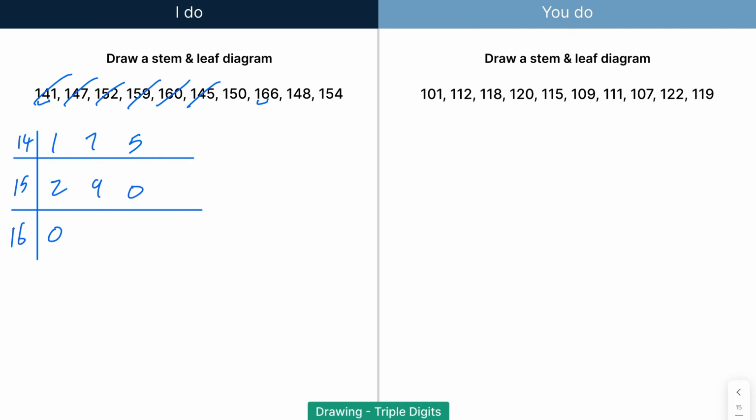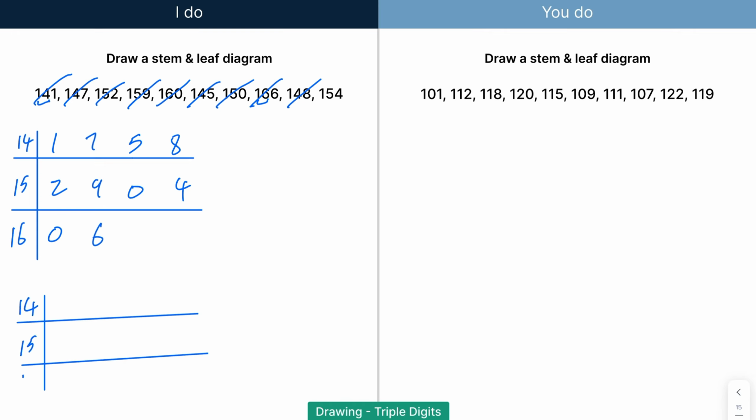And we're just working through this now. 148 and then 154. And now all I need to do is the same thing again, but just put it in order and draw the key. And I have done this question. So that's 14, 15, 16, 1, 5, 7, 8, 0, 2, 4, 9, 0, 6. And then we have the key. 1, 4. And this line is a little bit long, yeah? So the 1, 4, and then 1 means 141.